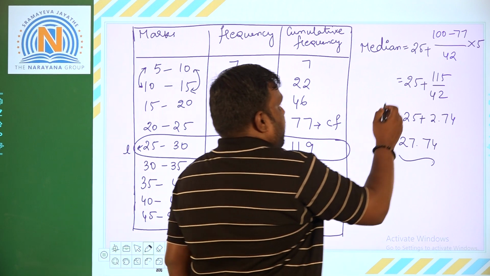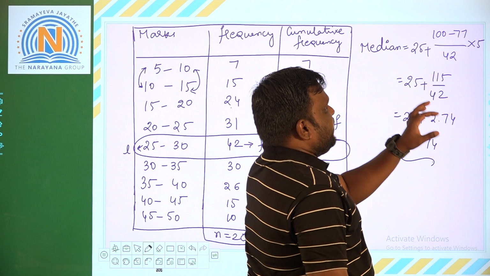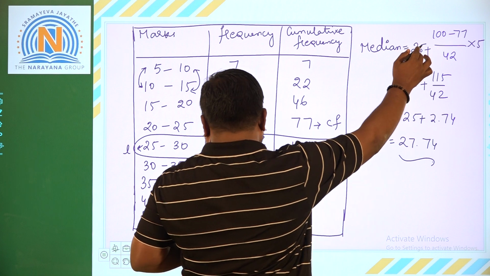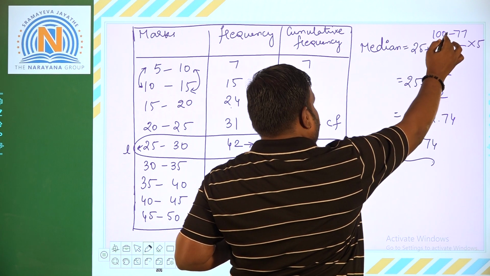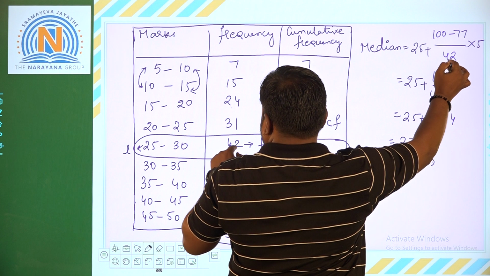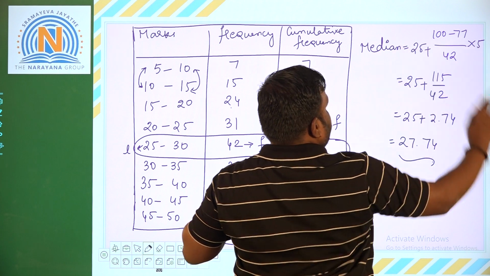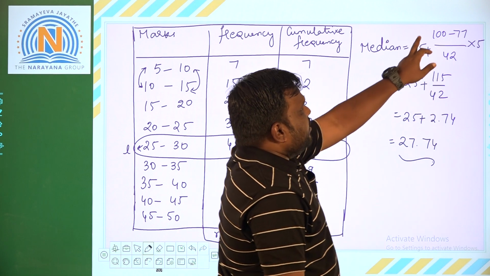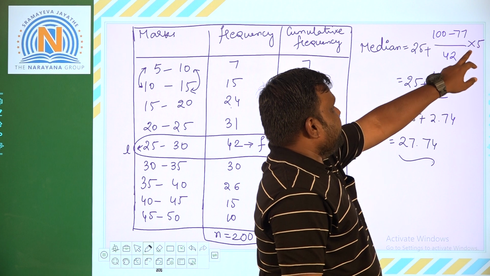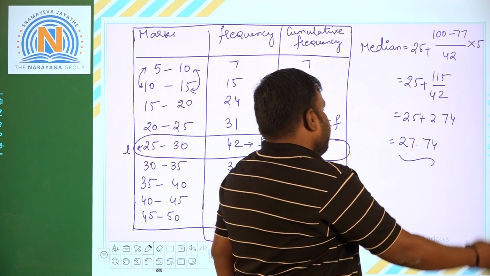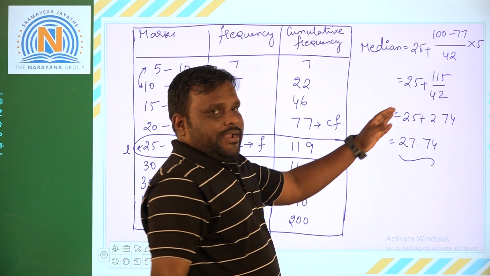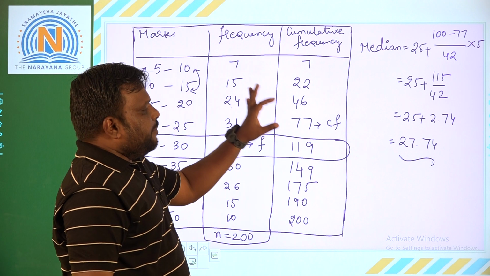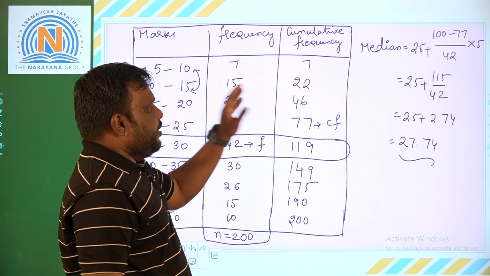Now we will substitute in the formula L plus (n by 2 minus cf) by f into h. So L is 25 plus n by 2, which means n is 200 by 2, that is 100, minus cf is 77, by f is 42, into h is 5, right? On further simplification, 25 plus 100 minus 77, that is 23 into 5, that is 115 by 42, which is nothing but 2.74. On adding, 25 plus 2.74, we got 27.74. This is the median of grouped data. This is how we are going to find it out.